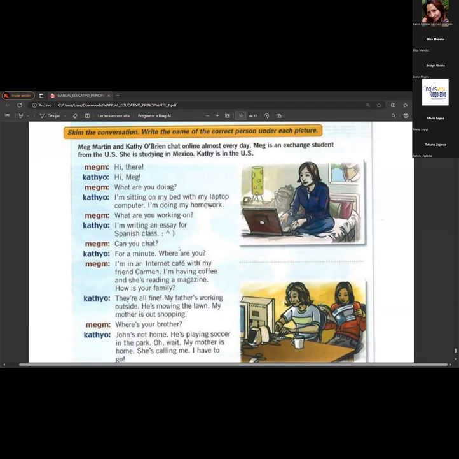Okay, hi there. Hi, Meg. What are you doing? I am sitting on my bed with my laptop computer. I am doing my homework. What are you working on? I am reading an essay for a Spanish class.